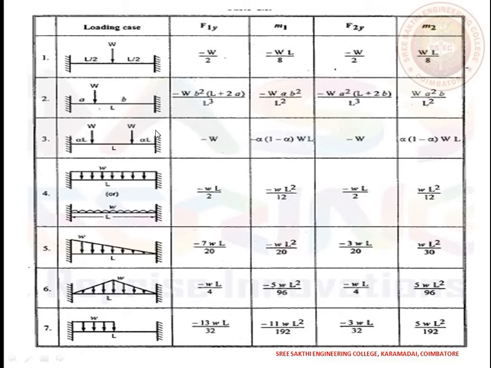Then similarly, the fourth one is for uniform distributed load and uniform varying load. So how will it act? First, consider a uniform distributed load. You can see F1y is minus WL by 2, then M1 is minus WL square divided by 12. Then at node 2, the y force is minus WL by 2, so both are the same. Then here it is plus WL square divided by 12. So like this you should remember this table, then only you can solve. Okay, next we are going to see the problems.